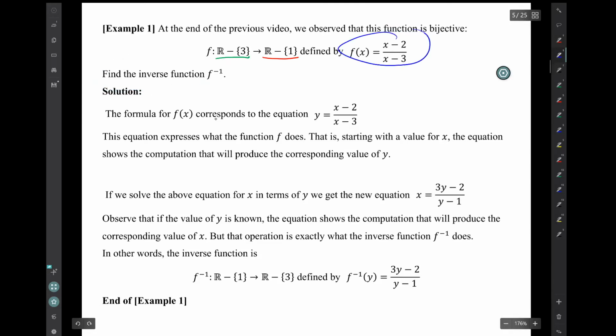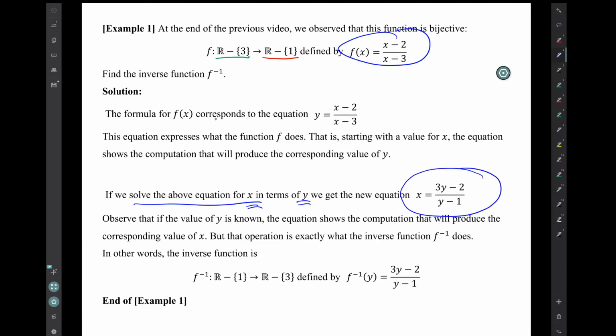Well, the formula for f of x could be thought of as an equation solved for y in terms of x. So that equation illustrates what happens when you feed an x value into the function f. The function f does all this stuff to it and spits out that value of y. Well, if we solve that equation for x in terms of y, we get this equation.